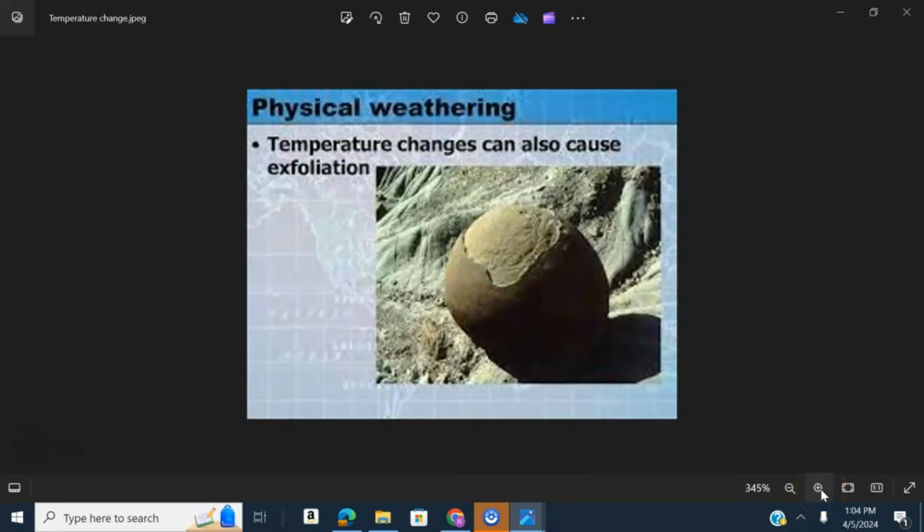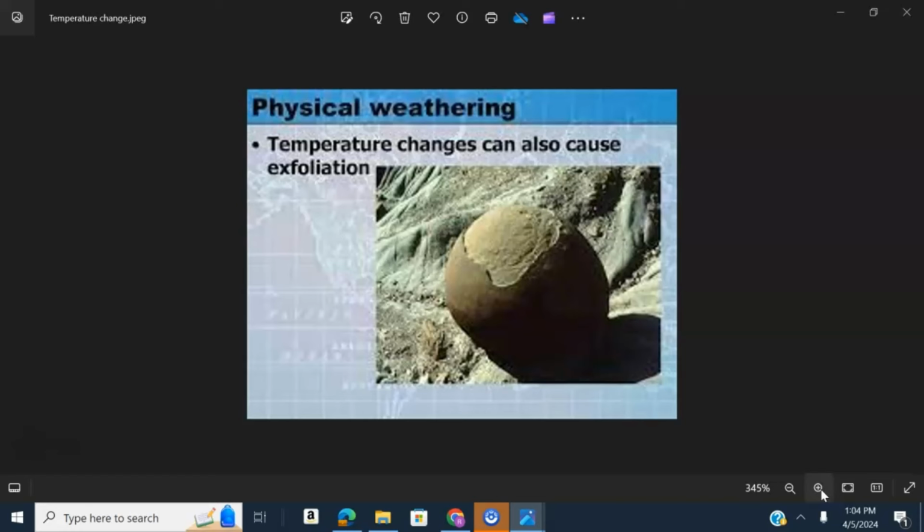So, temperature change takes place in areas that have a very high diurnal temperature range, such as in the desert areas, where rocks can be destroyed due to the outer layer basically expanding during the heat of the day and it contracts during the cooling of the night. So after repeated expansions and contractions, you realize that tiny cracks within outer layers of the rocks will enlarge and eventually peel off through the process of exfoliation.